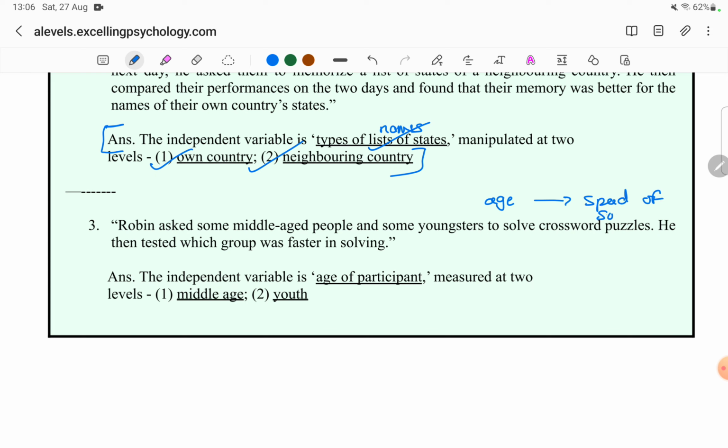See, once you know the guidelines, so quickly you can think of the answers. You don't need to go through each step of the guideline. I'm sure by now you have understood, you're able to use it very quickly. Okay, so he's studying the effect of age on speed of solving, and at how many levels or in how many ways has he measured age, either as middle age or as youth, young age. Okay, so let's see how this answer can be phrased. The independent variable is age of participant, measured at two levels, middle age and youth.